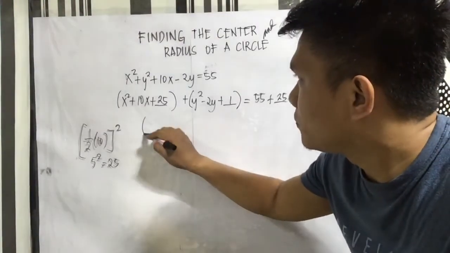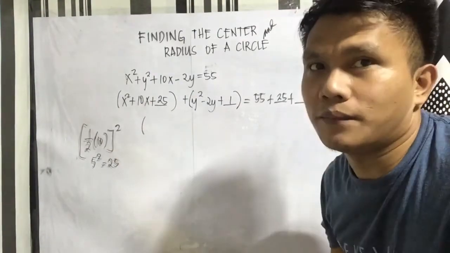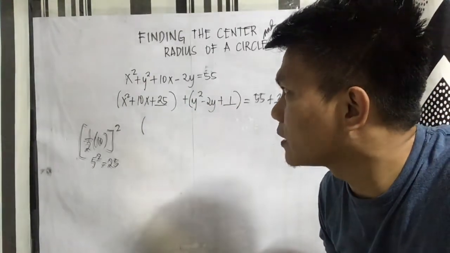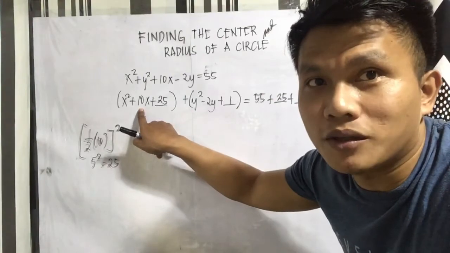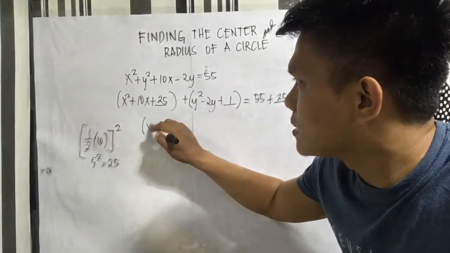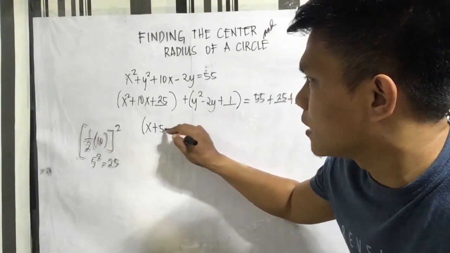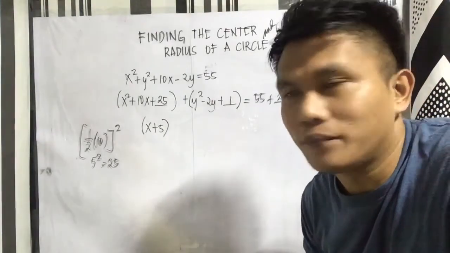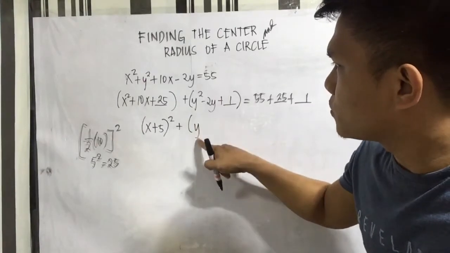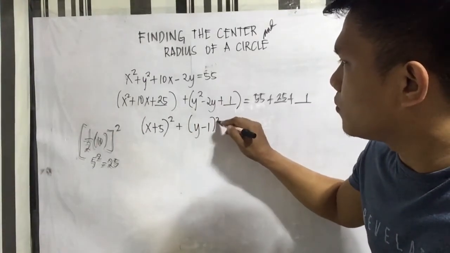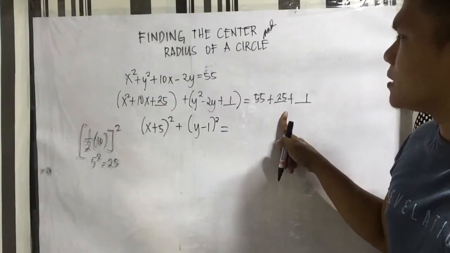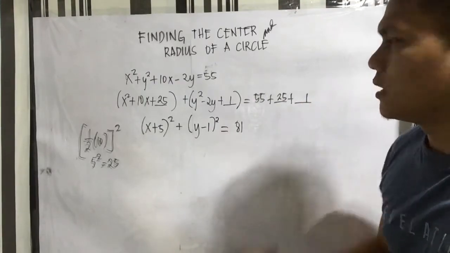So we have now x squared plus 10x plus 25. Then since that is a perfect square trinomial, we need to get the half of the middle term as the second term for our binomial. Square root of x squared is x, half of 10 is 5, and then we put here square. Then we have square root of y squared is y, half of negative 2 is negative 1, squared, then add this. So 55 plus 25 is 80, plus 1 is 81.